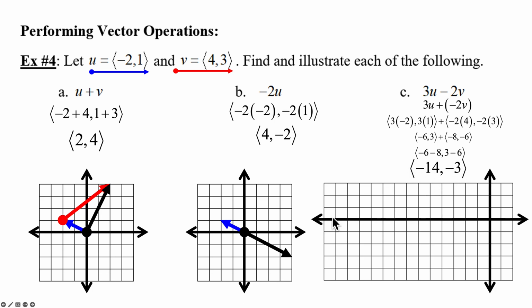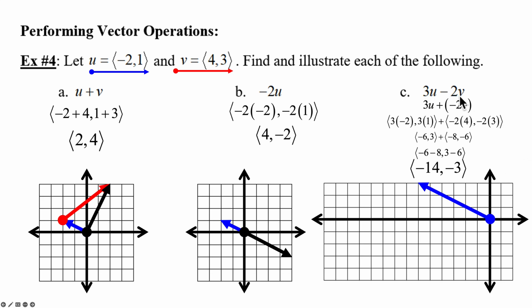So if I want to look at that graphically, I'm going to have to move my xy axis, my origin, way over here to the right to get this to all fit. 3u. Okay, so again, look at my blue u here. 2 to the left, up 1. I got to do that 3 times. 2 to the left, up 1, 2 to the left, up 1, 2 to the left, up 1. There is 3u.